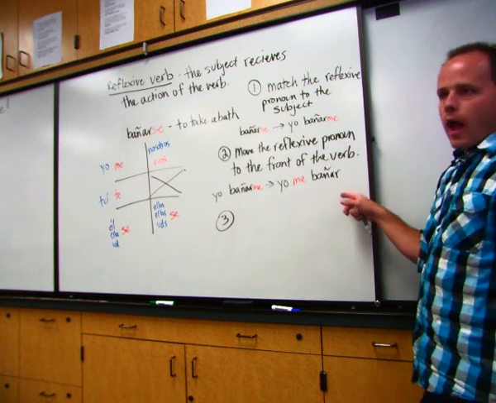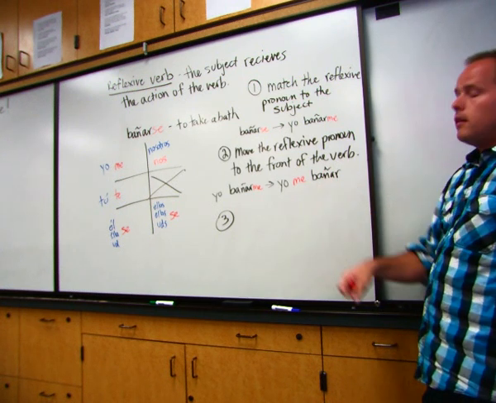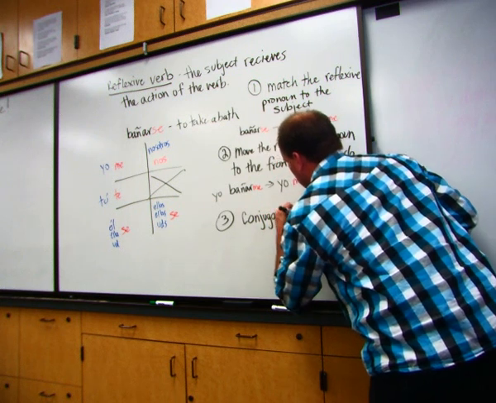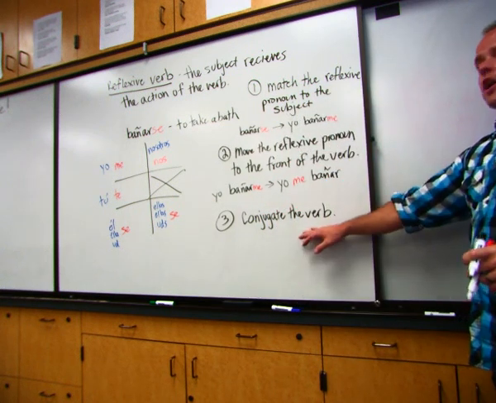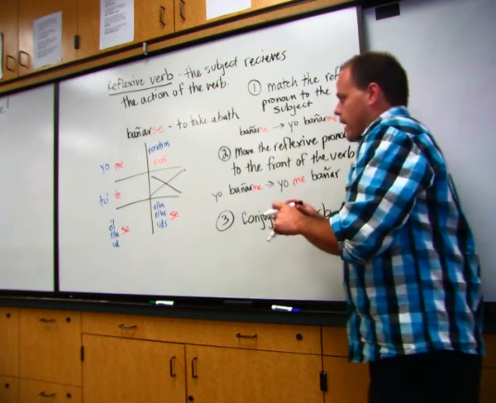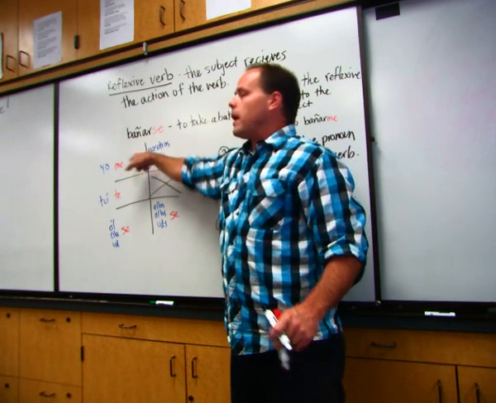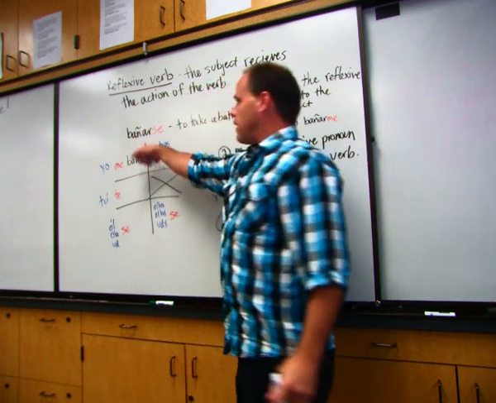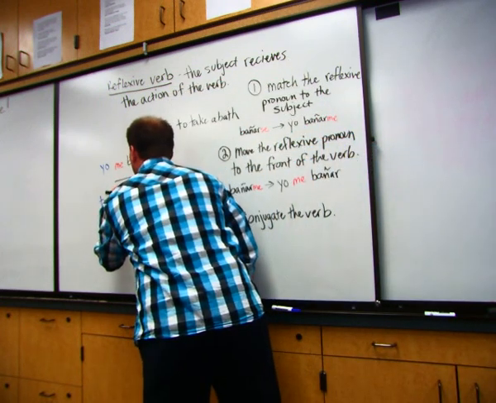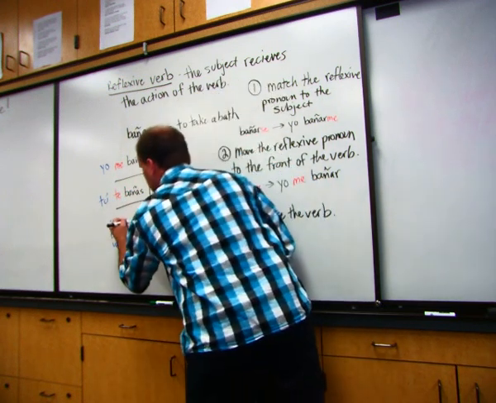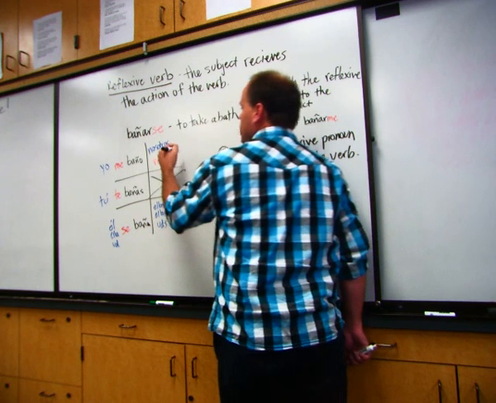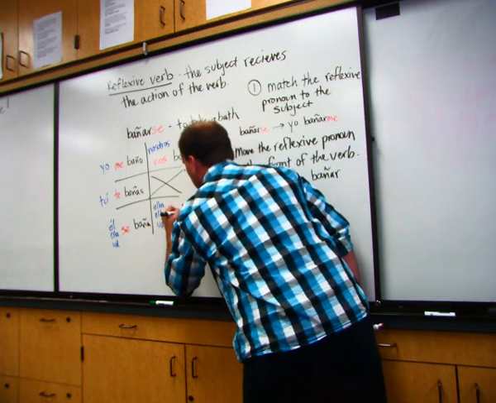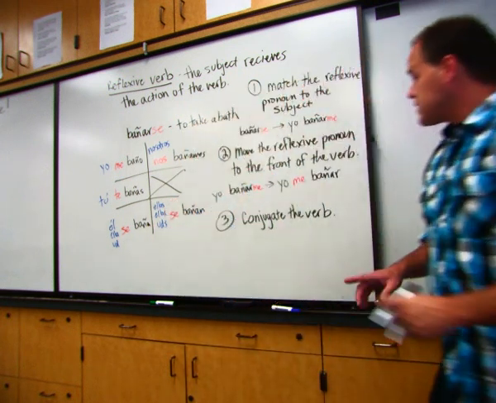Yo me bañar. Does that look right? No. What do we have to do with bañar? Yeah, we conjugate it. We conjugate the verb. So, what we have here, let's look over to our verbs real quick. What would the yo form be of bañar? Baño. Notice we drop the ar and add the o. Tú, te, bañas. Él, ella, usted, se. Nosotros, nos. And ellos, ustedes, se baña.